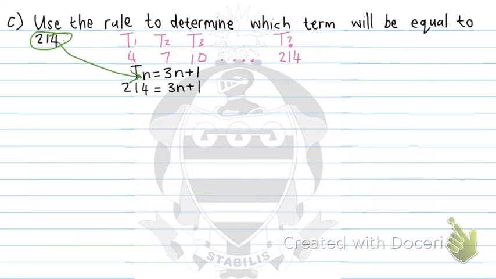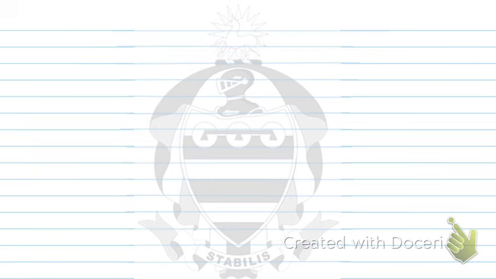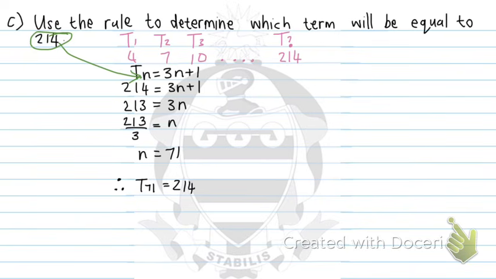Then I solve for n, because if I solve for n, I will solve the question. The 1 goes over and becomes negative 1. I'm subtracting 1, so 214 minus 1 is 213, which is equal to 3n. Then to get rid of the 3, I divide by 3, so n is equal to 71. That means that the 71st term will be equal to 214. So the answer for this question is term 71 will be 214.